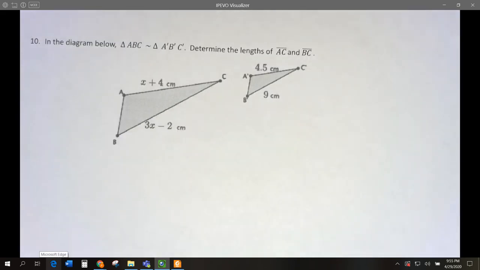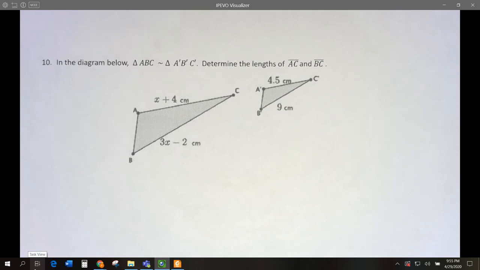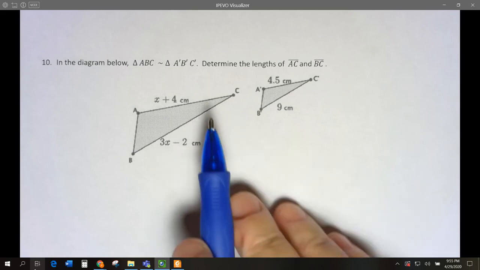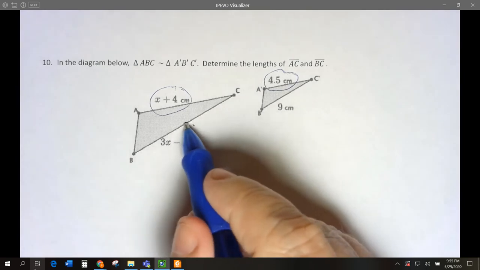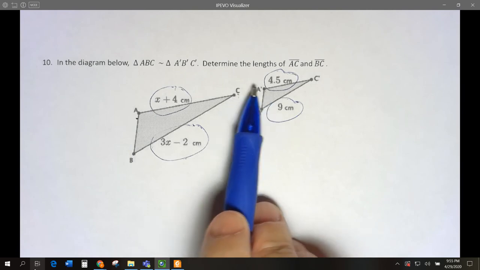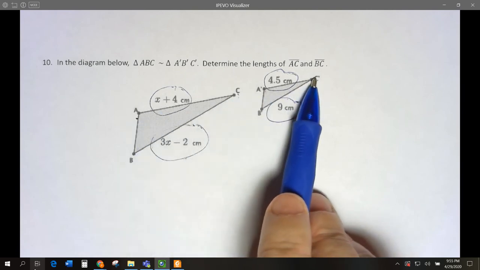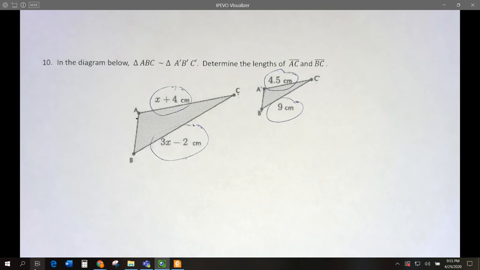Our last problem has to do with congruent triangles and writing a ratio. I know that these are congruent, so this has to be the same as this, and this has to be the same as this. So AC is proportional to A prime C prime, and BC is proportional to B prime C prime. So we can write this as a ratio.